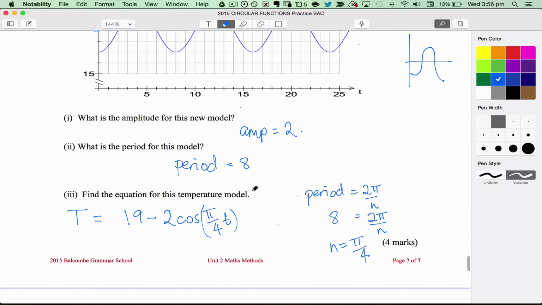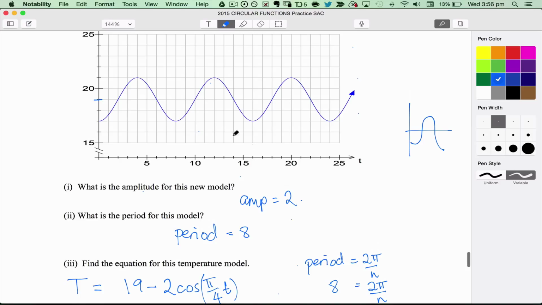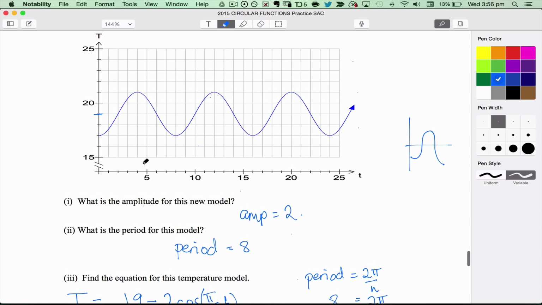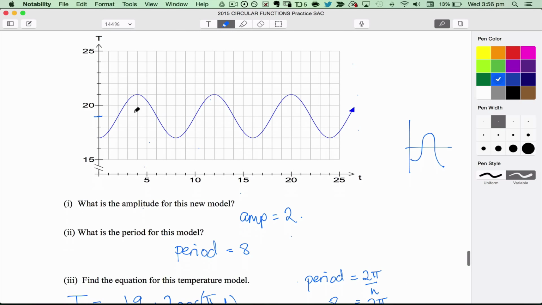Now you may have got a different answer. You may have moved this horizontally, you may have used a sine graph starting from here, moved horizontally by 2, or you may use a cos graph that starts here, moved horizontally by 5. Any of those would be fine. Check on your calculator to see if the one you've got fits the model that we've been given.